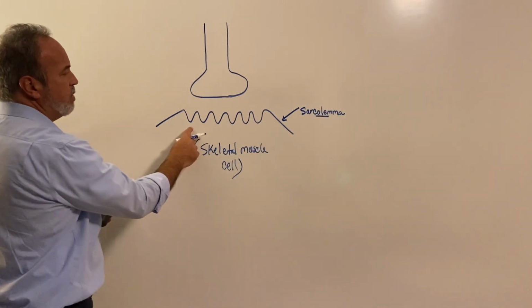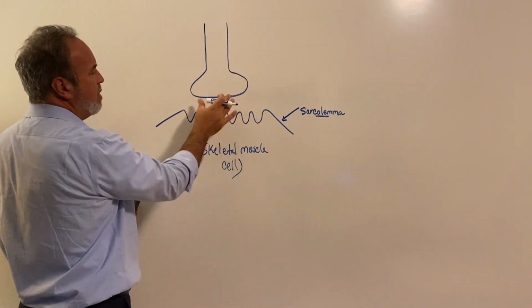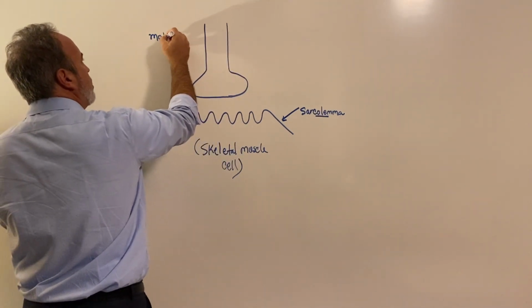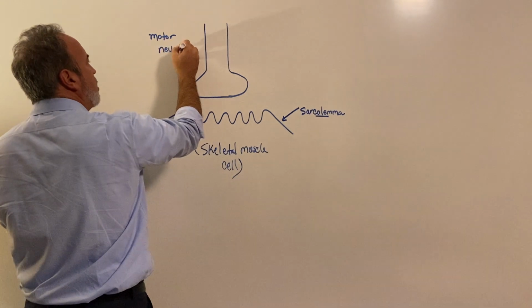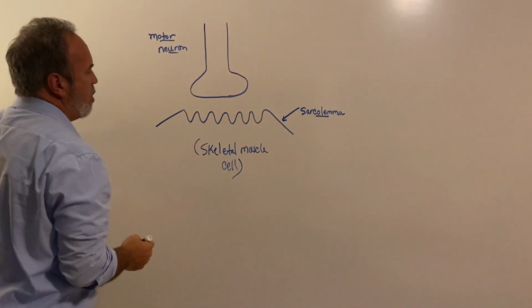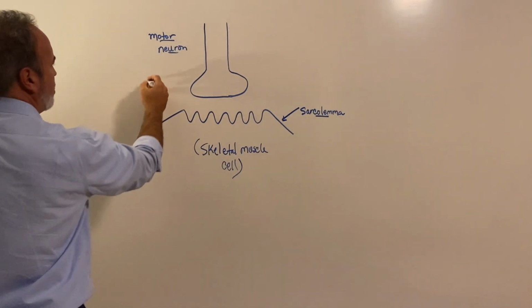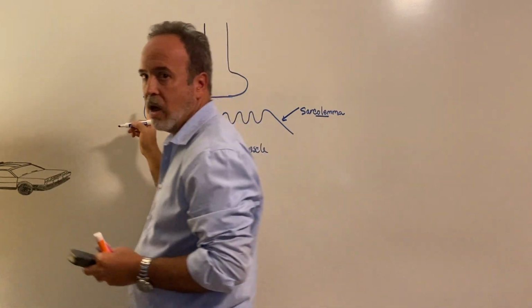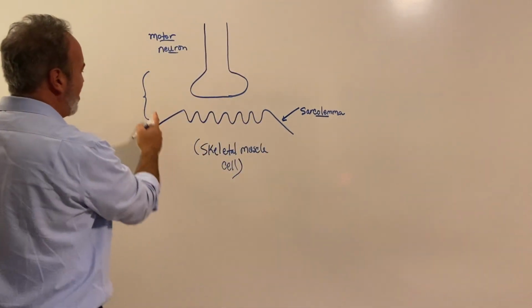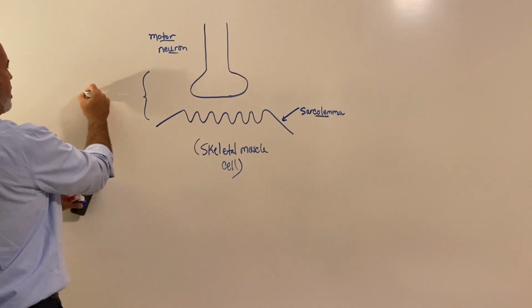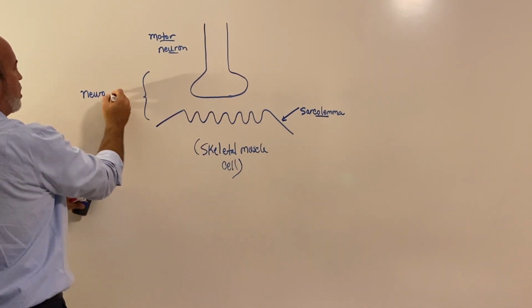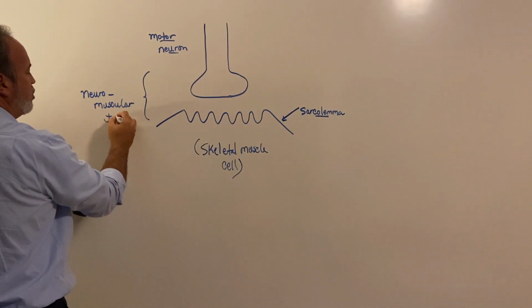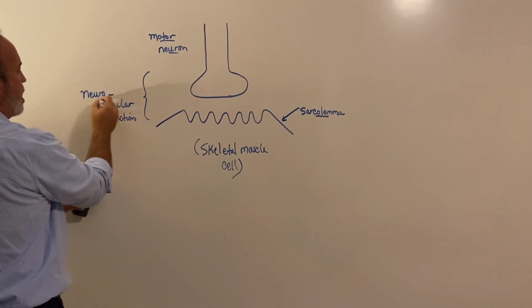Now notice that this is a motor neuron. So now they're going to come together, and make sure that you're recording here properly. This is called the neuromuscular junction. Okay, this is what that's called.